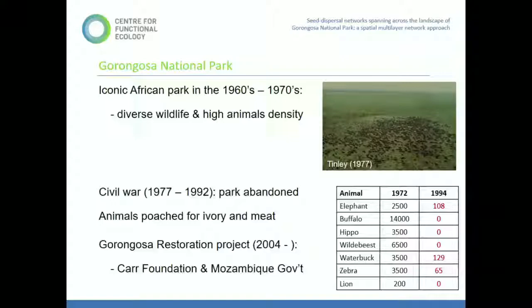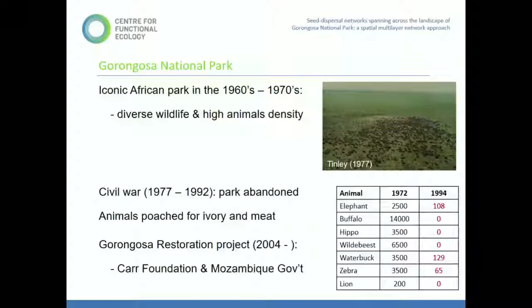And this huge decrease in the number of animals, you can see the numbers over there, these the most iconic ones, certainly led to changing patterns of the functioning of the ecosystem. There were probably changes in the structure of the vegetation in the different habitats, and possibly the seed dispersal service performed by these animals was hugely affected because they weren't there to do what they were doing before.